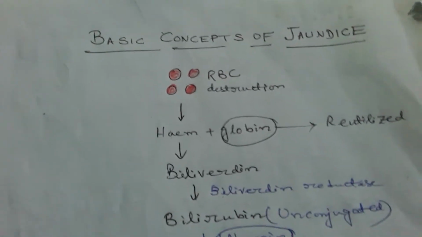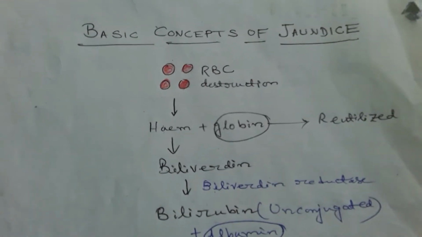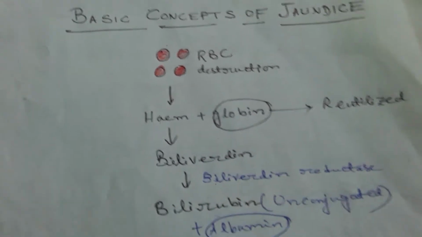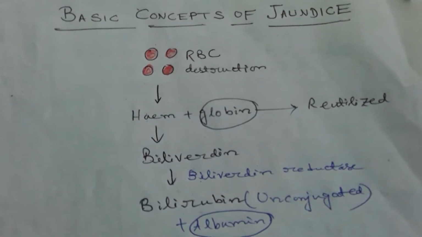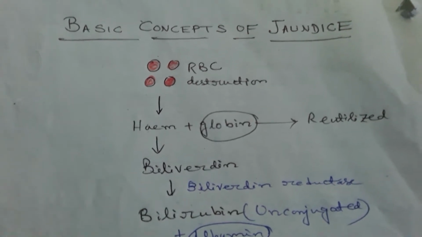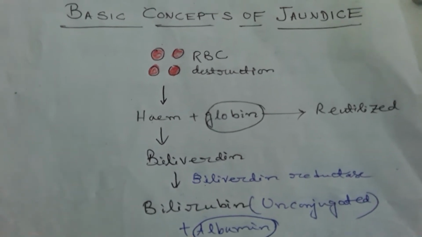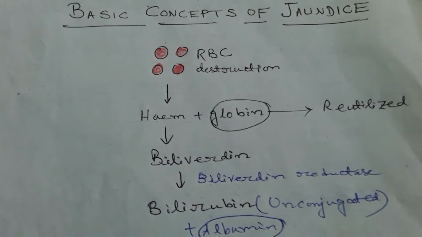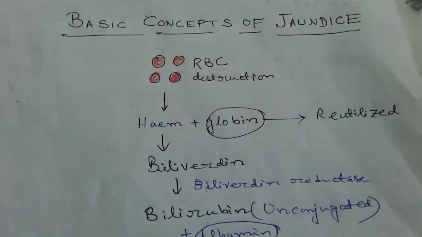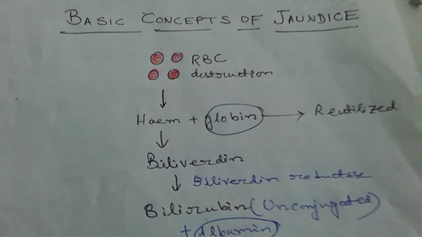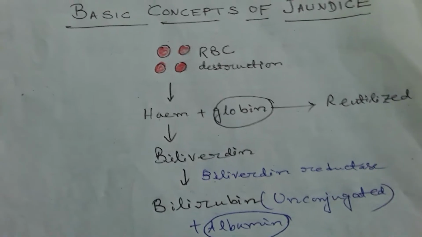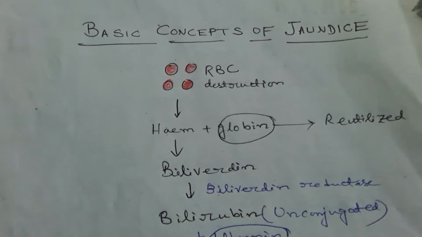So today's point of discussion will be basic concepts of jaundice. Okay, now what is jaundice? Jaundice is the yellowish discoloration of the skin, sclera, and mucous membrane, and also the urine. Now, why is it yellow colored? It is due to excess bilirubin in the body, for which the normal level is mainly less than 1 milligram per dL.